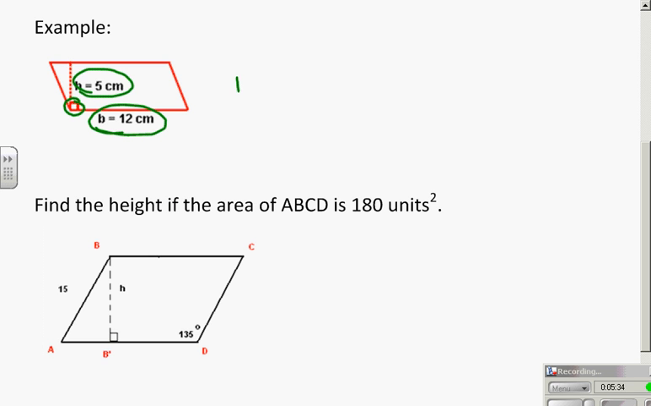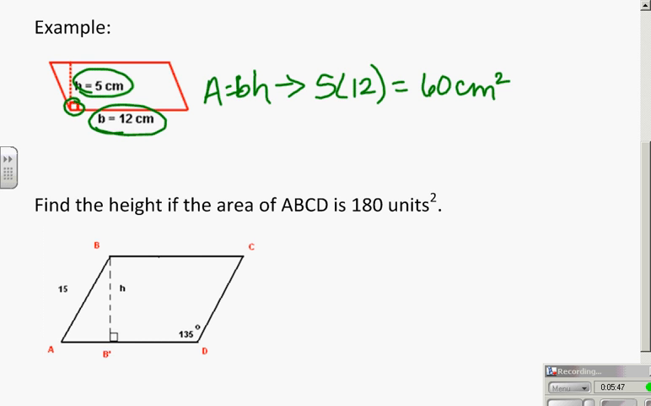This is a straightforward example. Base times height, there's my right angle. So I have area equal to base times height, which is going to be 5 times 12, which is 60 centimeters squared.